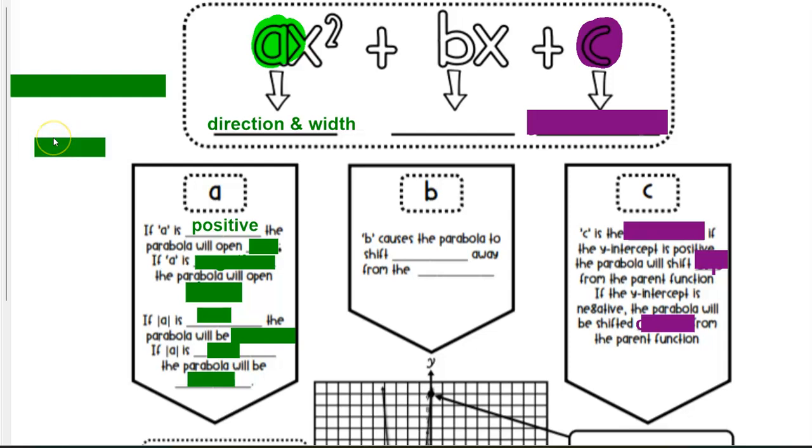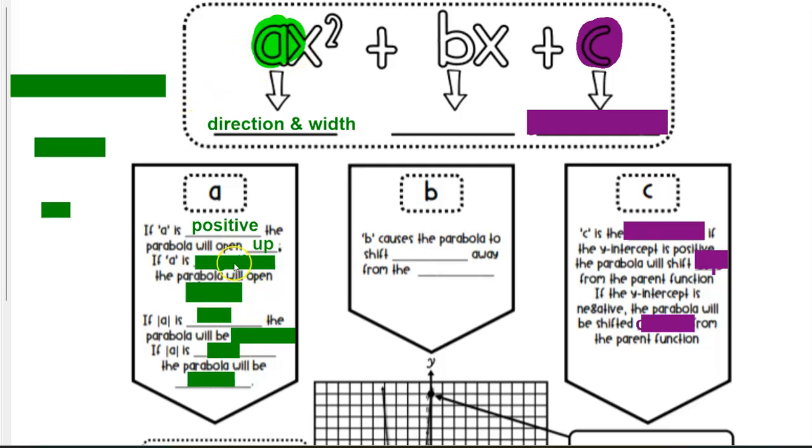So if a is positive, that means the parabola will open up. And we've already learned that if your parabola is opening up, that means the vertex of the parabola is a minimum. The vertex would be the lowest value or the lowest point on the parabola.